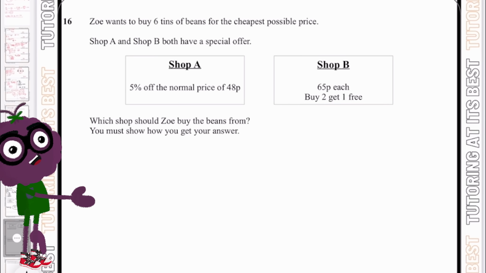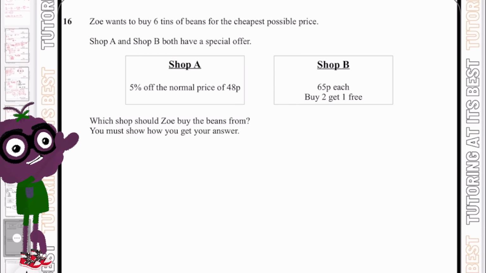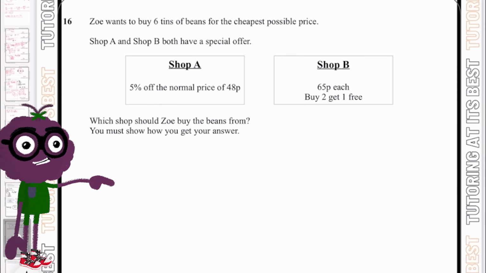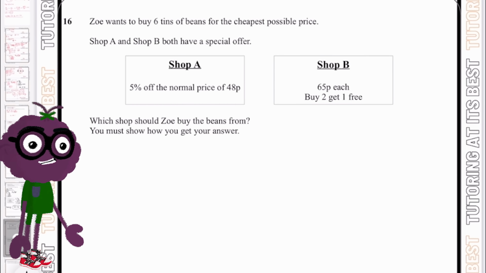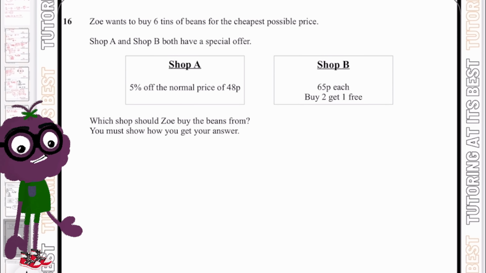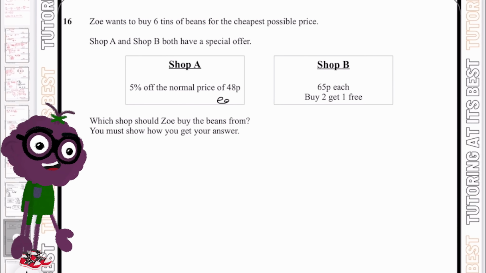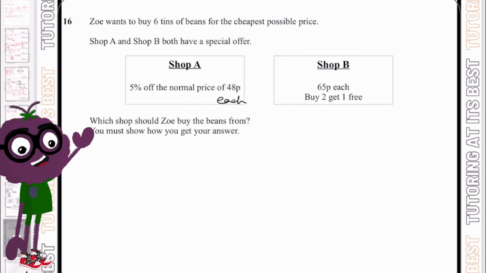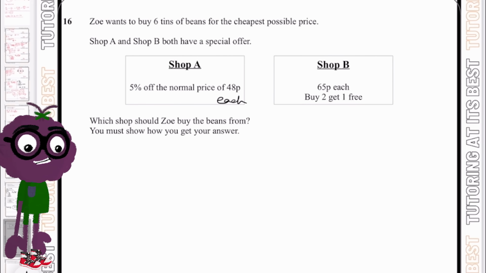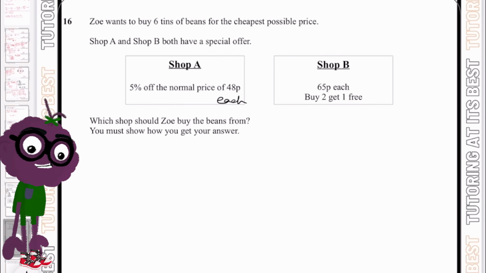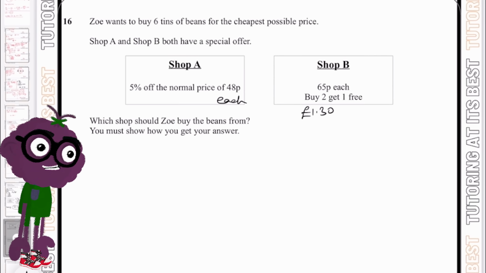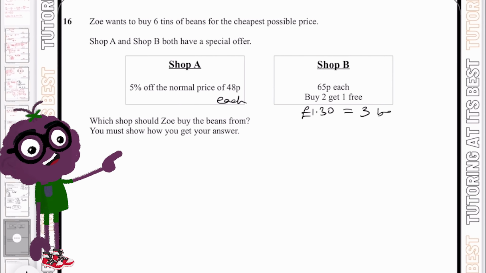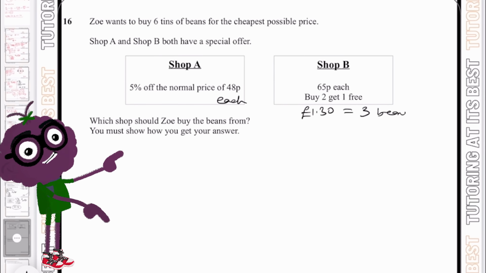So now Zoe wants to buy 6 tins of beans for the cheapest possible price. And shop A and shop B both have a special offer. So which shop should Zoe buy the beans from? So again, remember here we've got 5% off the normal price of 48p each. And then shop B has 65p each, or buy 2 and get 1 free. So that means if you get 2 for £1.30, that will equal 3 bean tins.